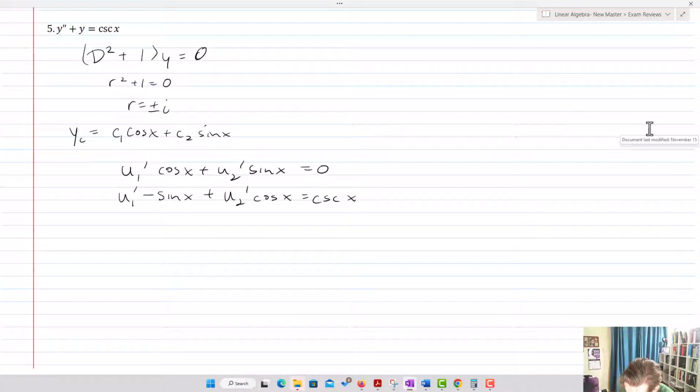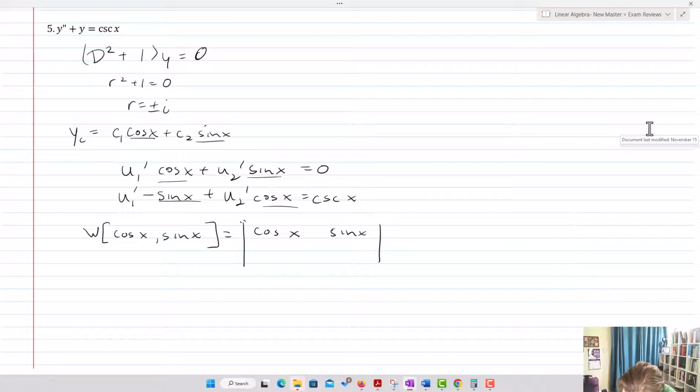Now, what you'll notice is that this thing here ends up being the Wronskian for our functions. So the Wronskian of cosine x, sine x, those are going to be the functions for the Wronskian, is going to end up being the determinant of cosine x, sine x, negative sine x, cosine x. All right, and so that's going to end up being cosine squared x plus sine squared x, and that equals 1.